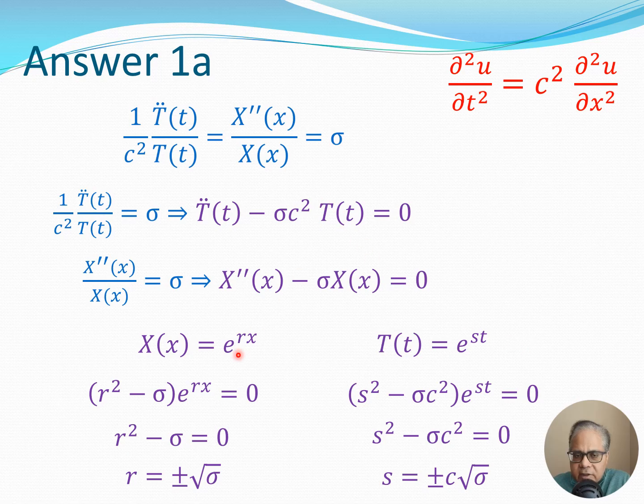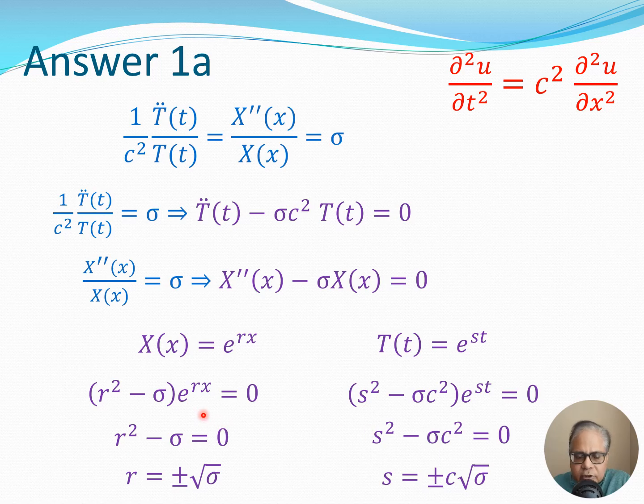And once I make this substitution in the differential equations, I will get these equations here. The equation in space will give me r square minus sigma times e to the power Rx is 0. The equation in time gives me s square minus sigma c square times e to the power st equal to 0. So all I did is substitute this X of x in the second equation and T of t in the first equation, and I simplified those out.